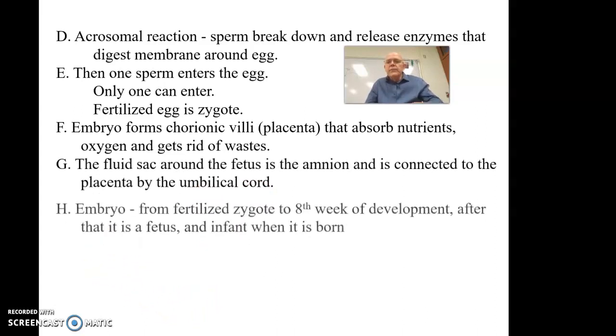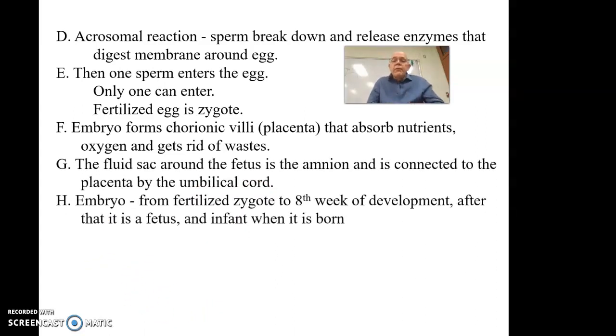Now, a couple of terms. When the egg is first fertilized, the fertilized egg is called a zygote. After it begins to develop, it is called an embryo, up until about 8 weeks. By about 8 weeks, almost all the systems are formed, even though they may be fairly primitive yet. You've got the circulatory system and the different systems. After that, it is called a fetus.